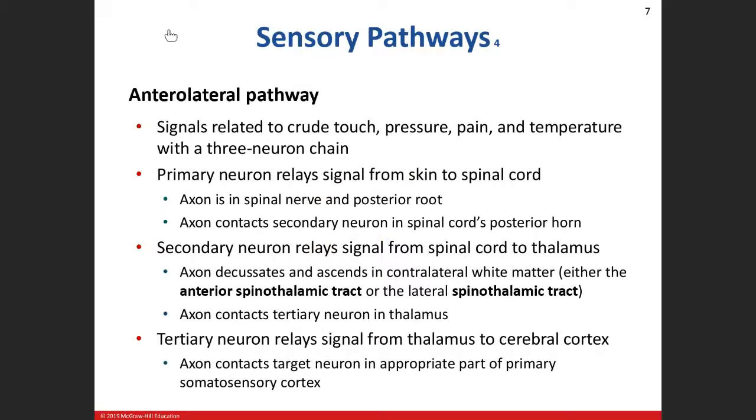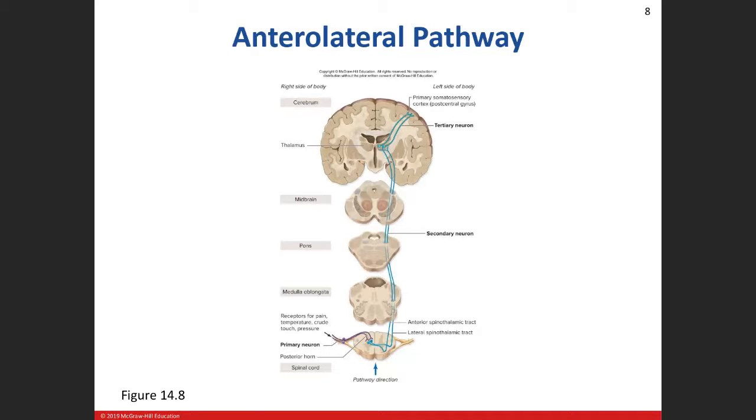Back to here. So secondary neuron. Again, this neuron is going to wind up going to none other than the thalamus. So this secondary neuron travels from the spinal cord to the thalamus. But pay attention here, we are going to see it decussate. You know what that means by now. It's going to decussate in the spinal cord. When we talked about our last pathway, the medial lemniscal pathway, it decussated up in the medulla. This one is going to decussate in the spinal cord, right here.